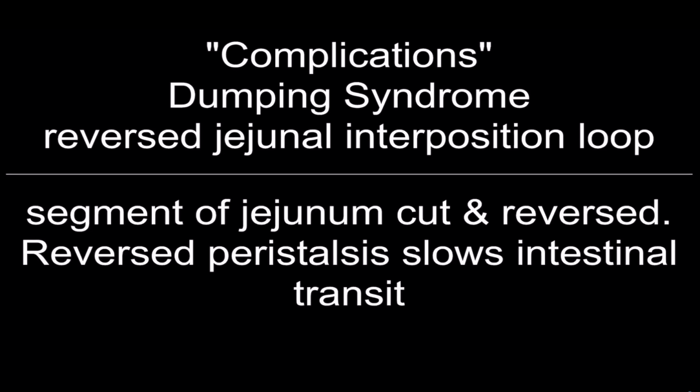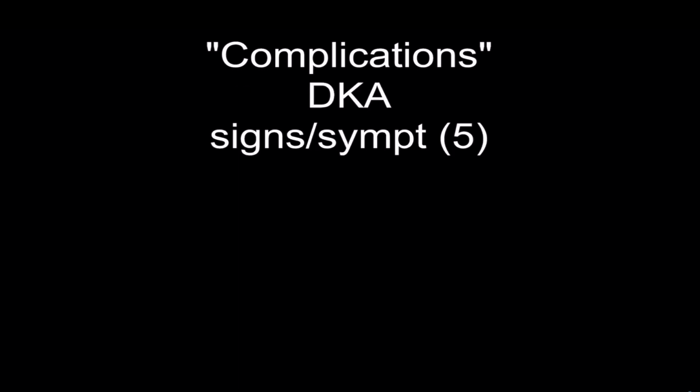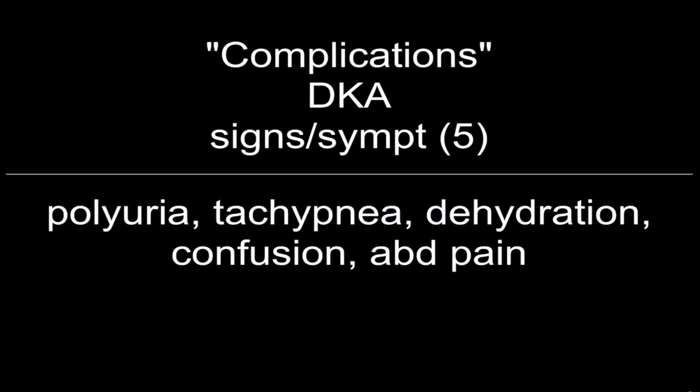In dumping syndrome, reverse jejunal interposition loop. What is this? A segment of the jejunum is cut and reversed. Reverse peristalsis slows intestinal transit. What are the signs and symptoms of DKA? Polyuria, tachypnea, dehydration, confusion, and abdominal pain.